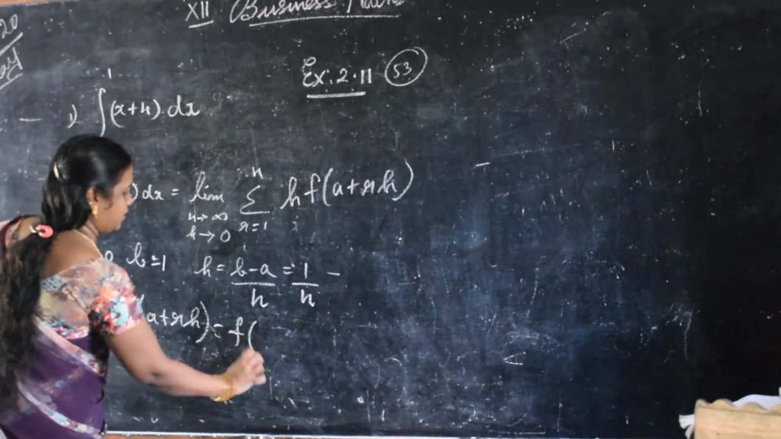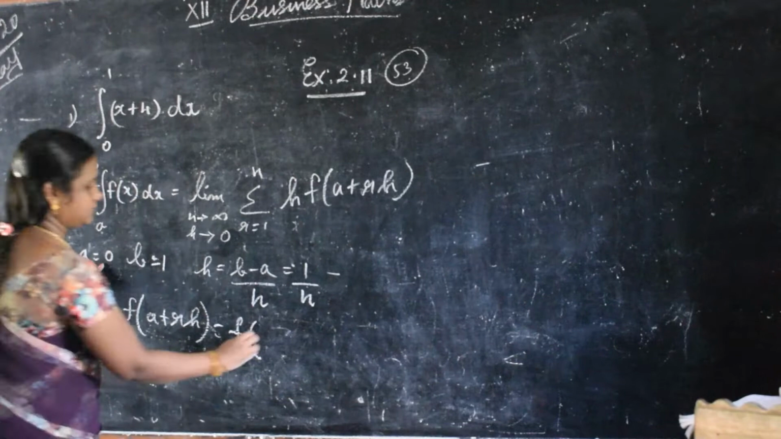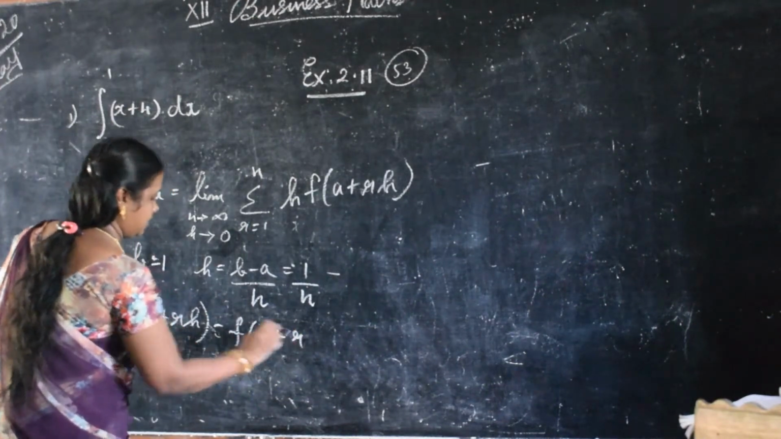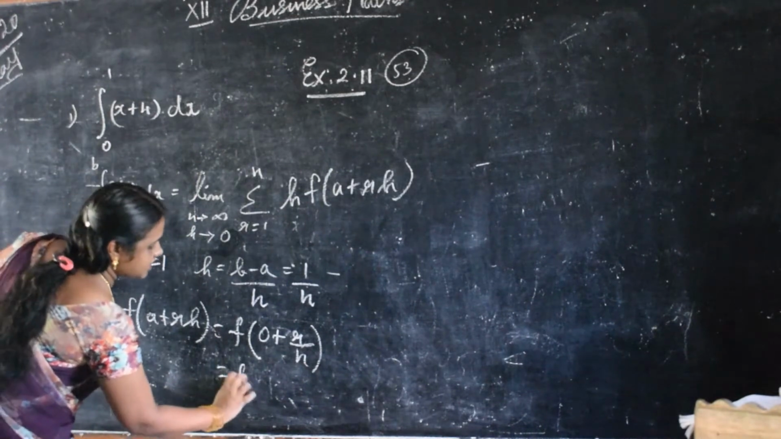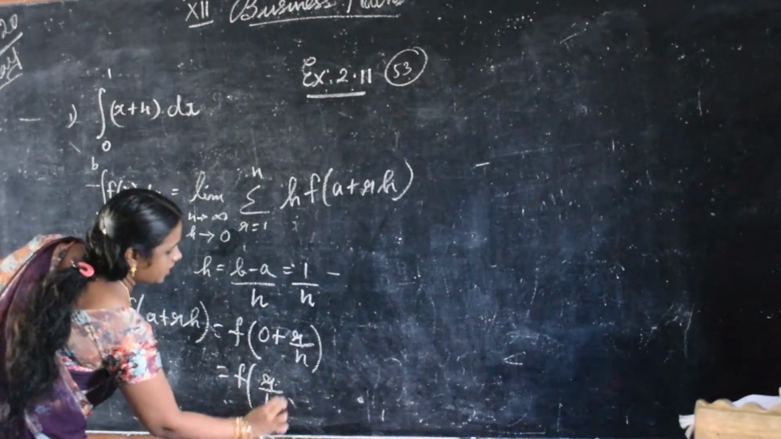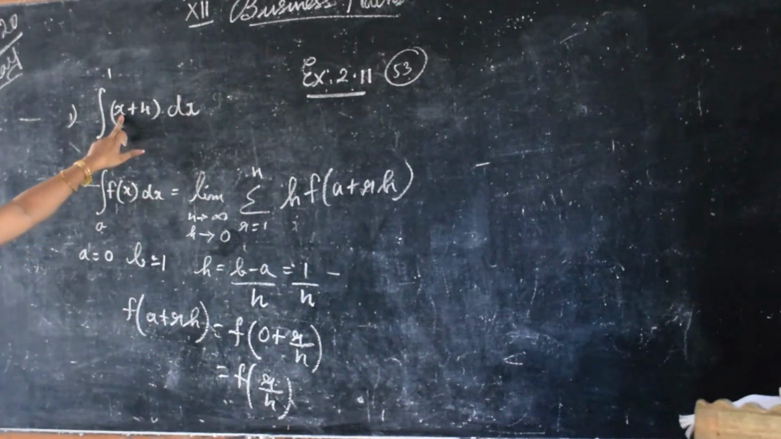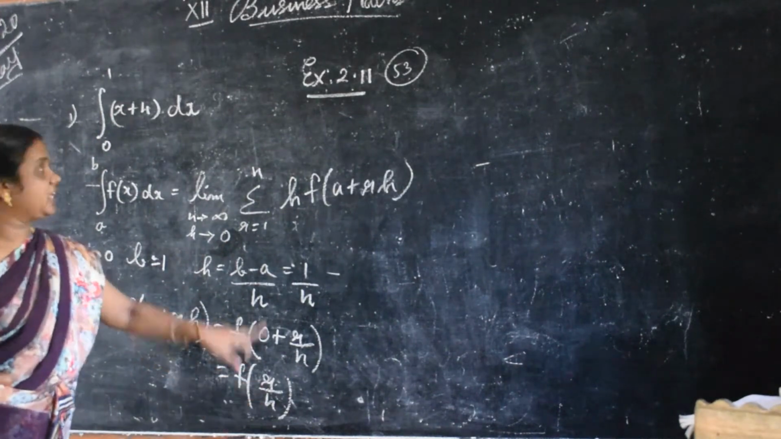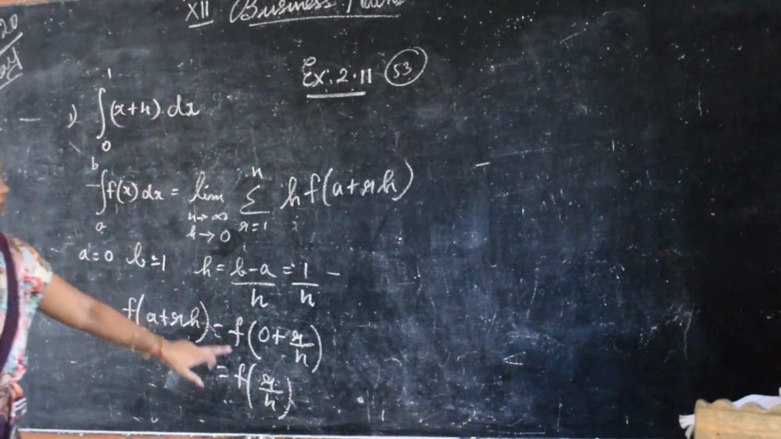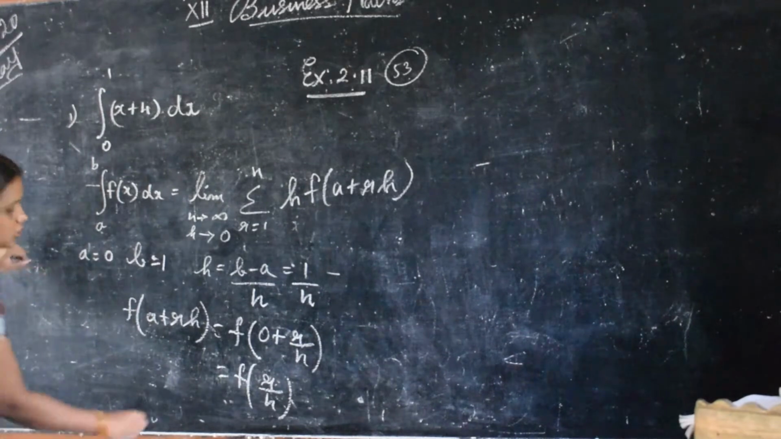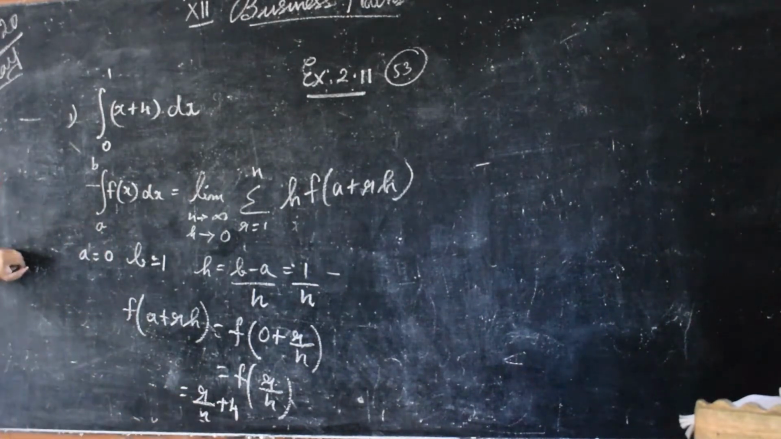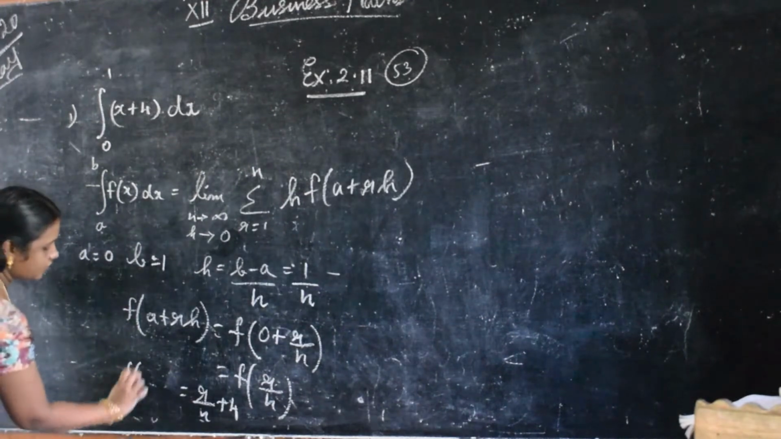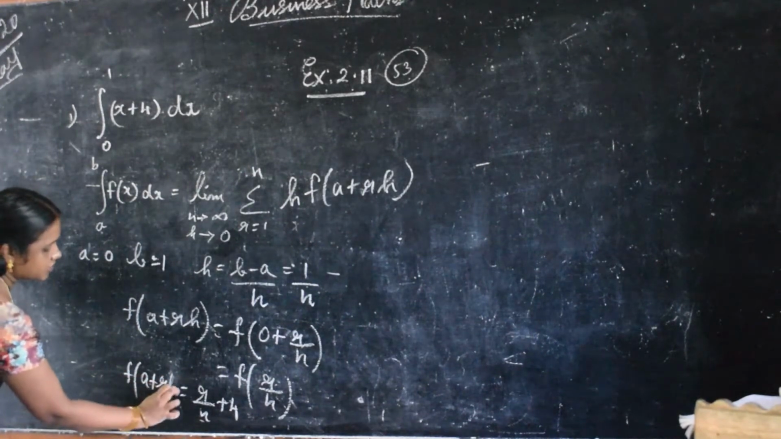Now find f of a plus rh. That means f of, here the a value is 0, 0 plus r, and the h value is 1 by n. So r by n. That is f of r by n. In the place of x, you have to substitute r by n, so that you will get r by n plus 4. Have you understood, children? That is f of a plus rh.